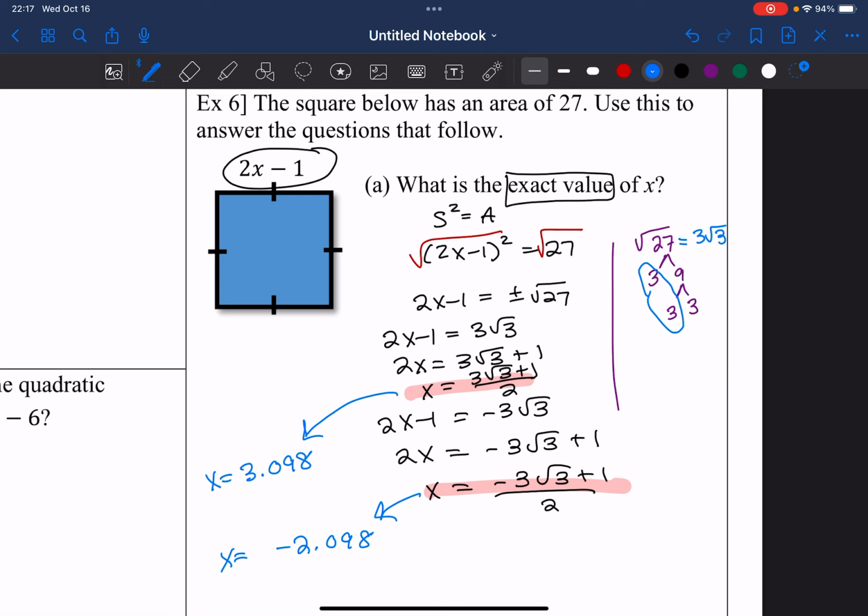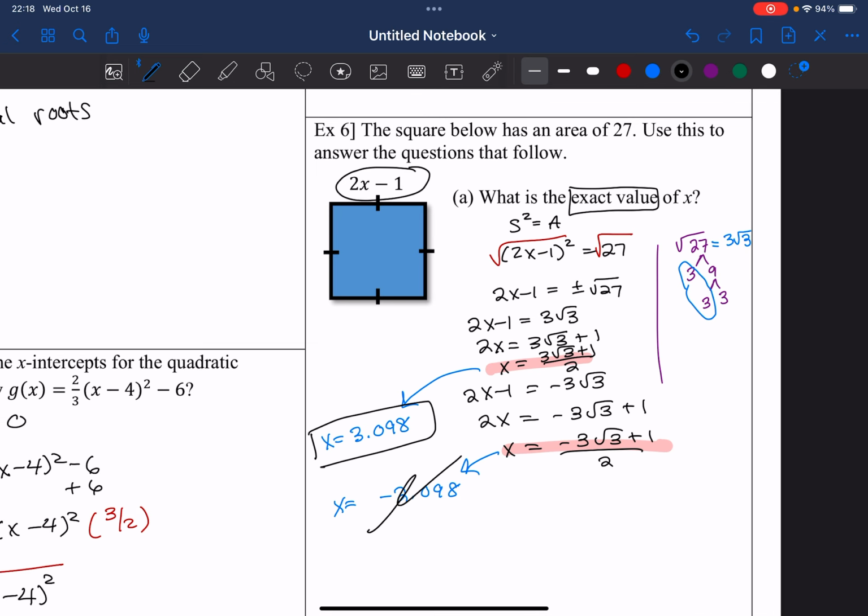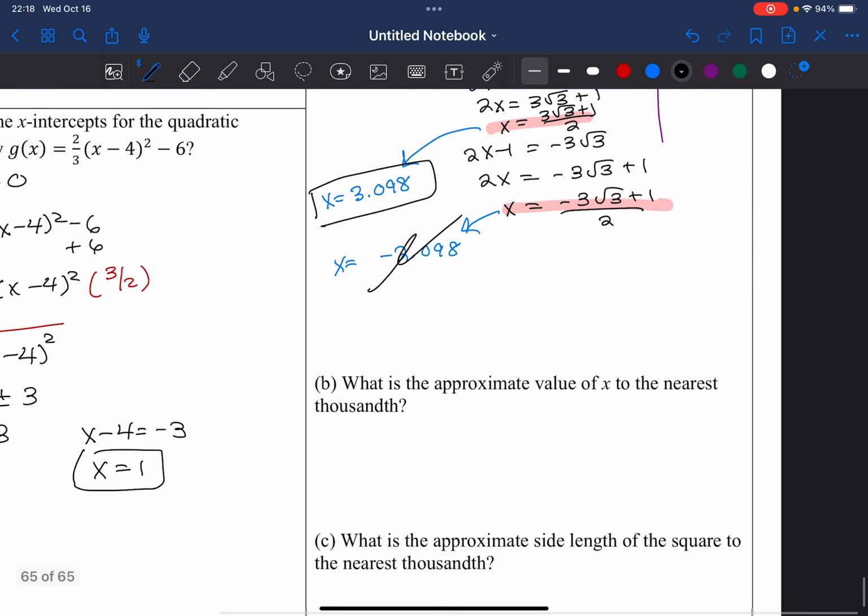So what that means is that if we are talking about the area of a square, we are measuring the distance of every side. So since distance can only be positive, that means our x value is equal to 3.098. Okay, it cannot be the negative one because we cannot have a negative distance when we measure.